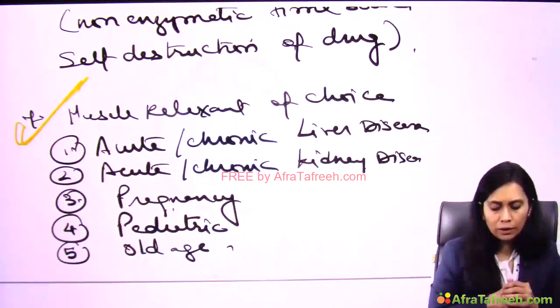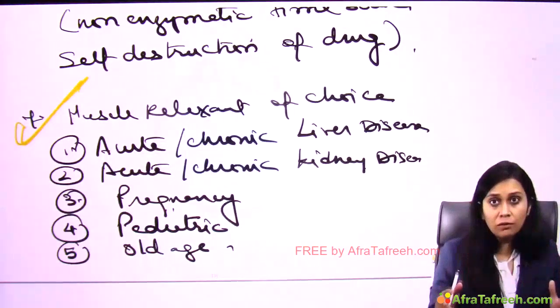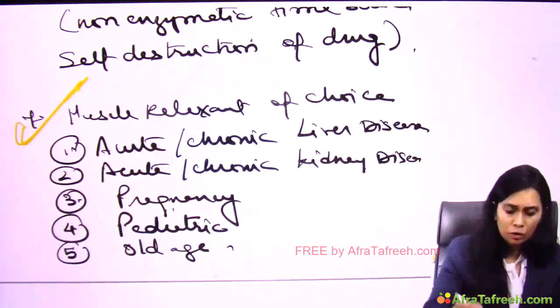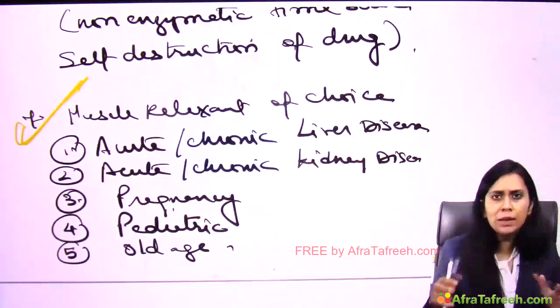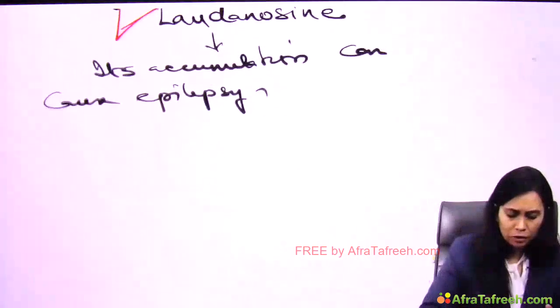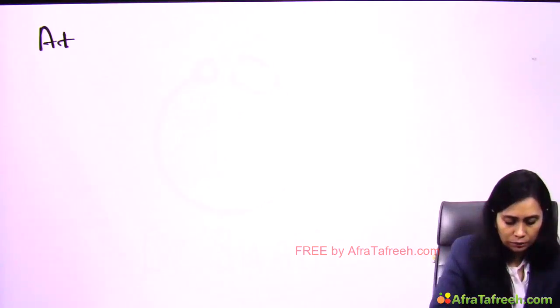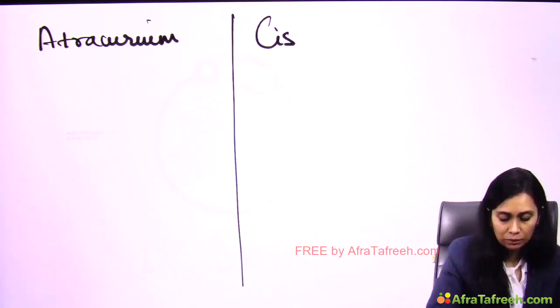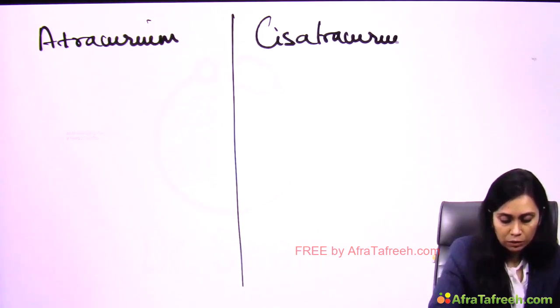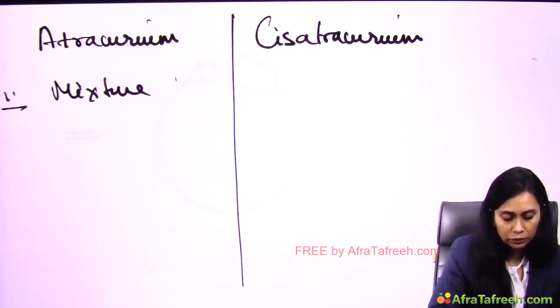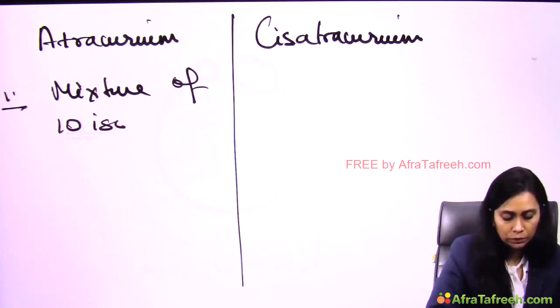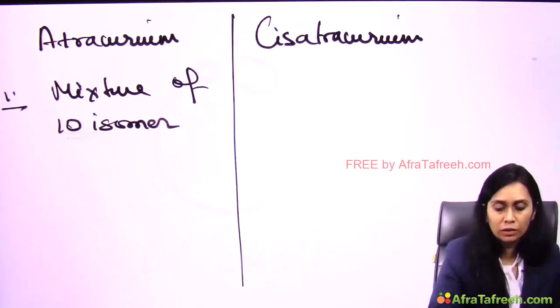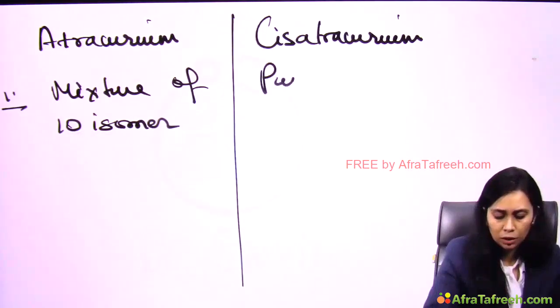Got my point? Okay. Now very important. What are the benefits of cisatracurium over atracurium? So let us write the difference in a tabular form of atra and cisatracurium. Difference between atracurium and cisatracurium. What is atracurium? It is a mixture of 10 isomers: cis, cis, cis, trans, etc. What is cisatracurium? Pure cis isomer.